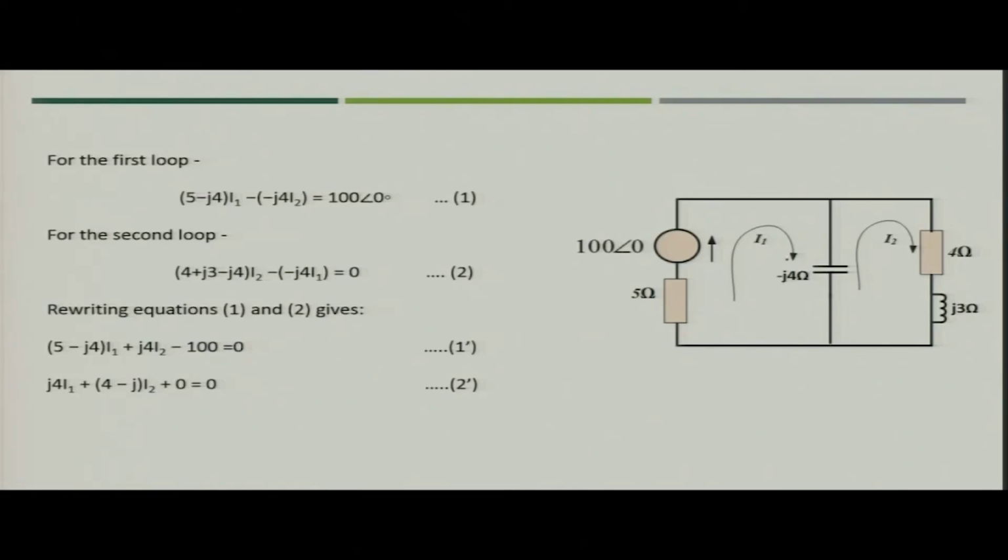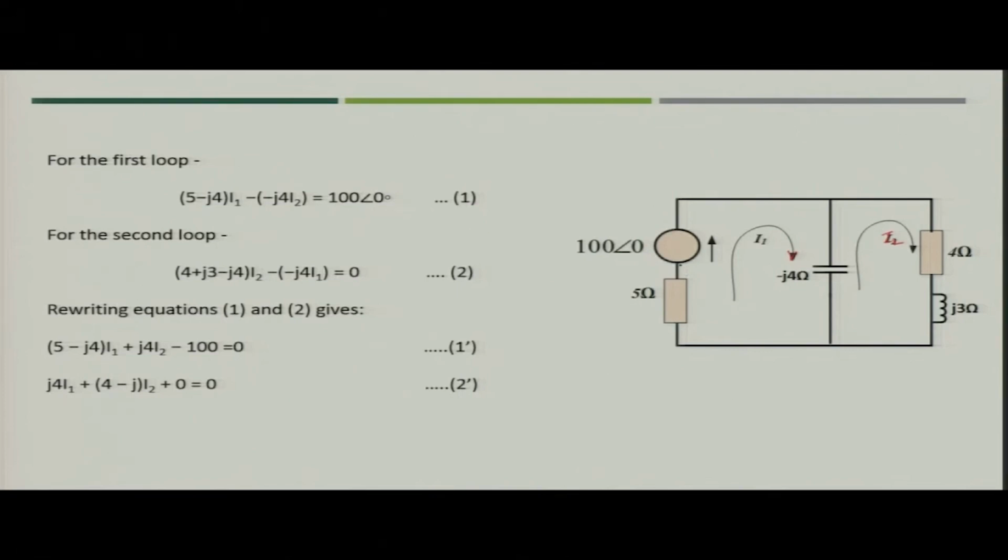Now, in this particular case you can create 2 loops, because these are the 2 independent meshes which you can create. So, let us say that in this mesh the current is I1, and in this mesh the current is I2. So, we can write 2 equations, one for each mesh. For the first mesh, you can apply Kirchhoff voltage law and find out the governing equation of this particular mesh.